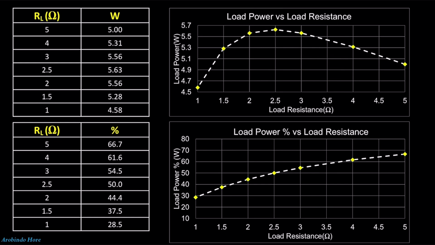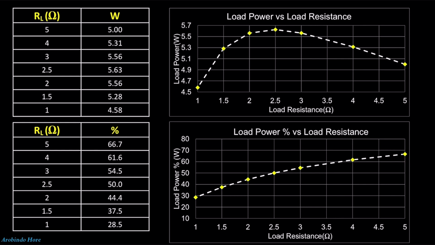And if you see the bottom curve, you can see the percentage of power transferred to the load varies. When we increase the resistance, the percentage of power received increases, right? But ultimately, when the load resistance is 5 ohm, the power is less, only 5 watt, but the percentage received is much higher, more than 60%, 66.7%, right?